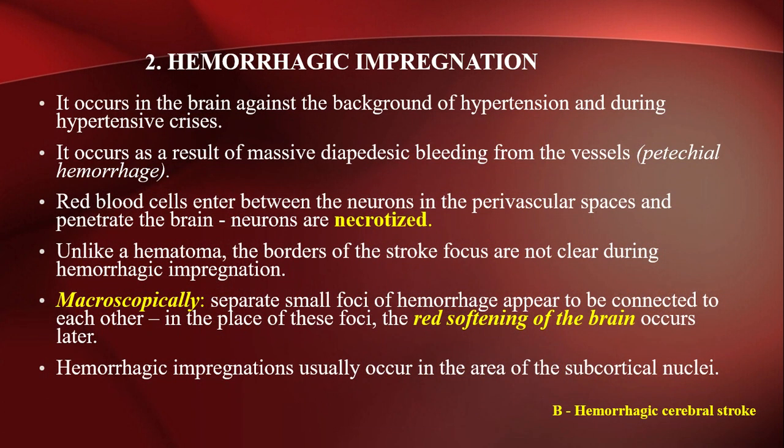Hemorrhagic impregnation occurs in the brain against the background of hypertension and during hypertensive crises. It occurs as a result of massive diapedesic bleeding from the vessels, as petechial hemorrhage. The erythrocytes enter between the neurons in the perivascular spaces and penetrate the brain, and neurons are necrotized. Unlike hematoma, the borders of the stroke focus are not clear during hemorrhagic impregnation.